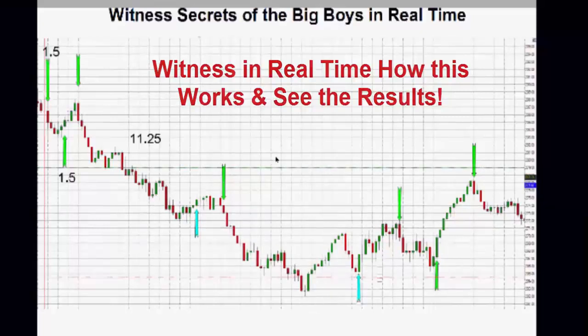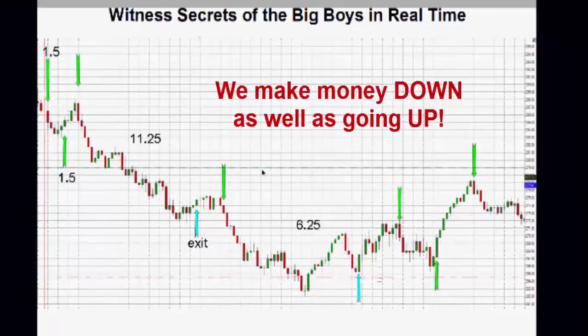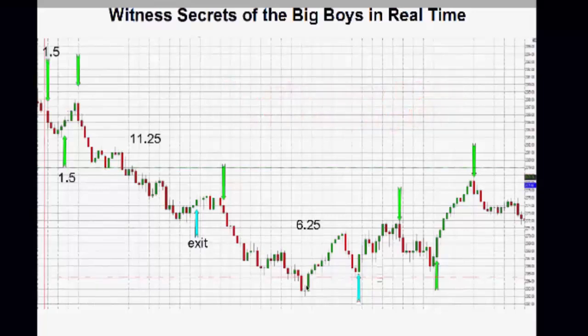And of course, here it shows us to get in a trade again. We exited this trade on this signal. We got into another downslope on this signal here. For those people who know, we make money going down as well as going up. We made 6.25 points on this before we exited. You say, well, how come we didn't exit down here?